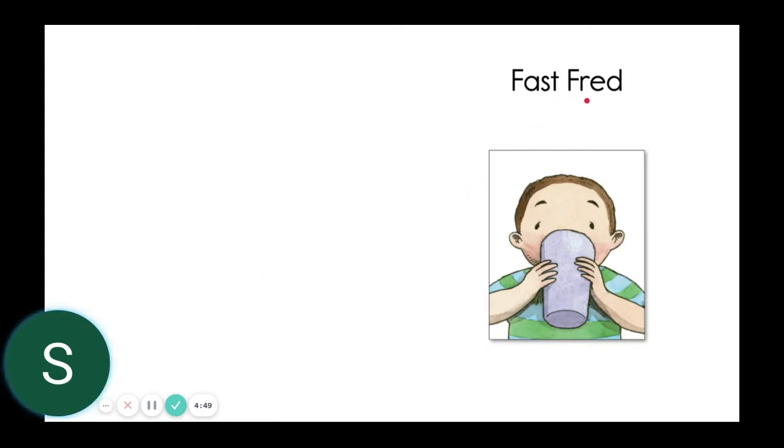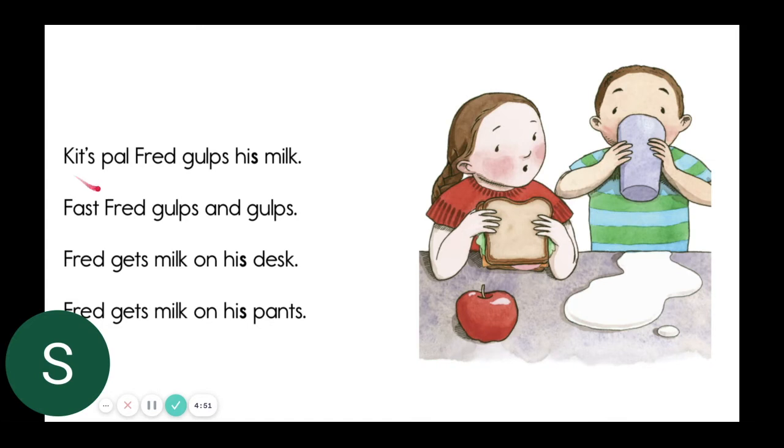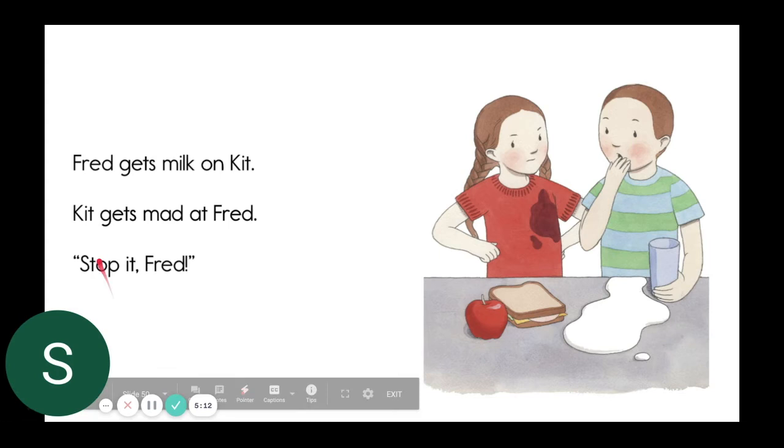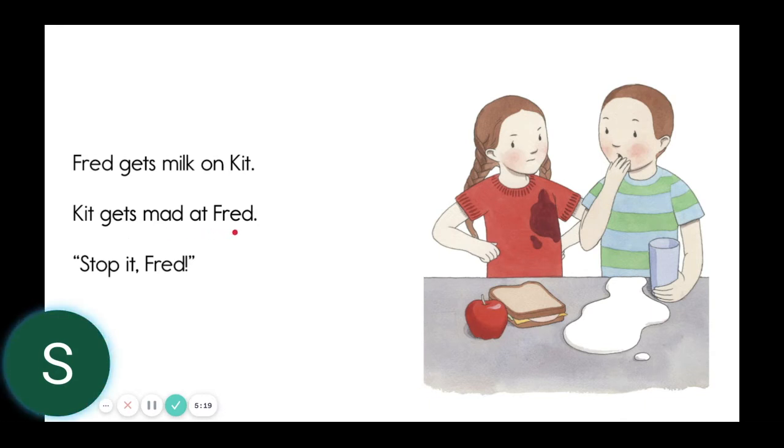Fast Fred. Kit's pal Fred gulps his milk. Fast Fred gulps and gulps. Fred gets milk on his desk. Fred gets milk on his pants. Fred gets milk on Kit. Kit gets mad at Fred. Stop it, Fred.